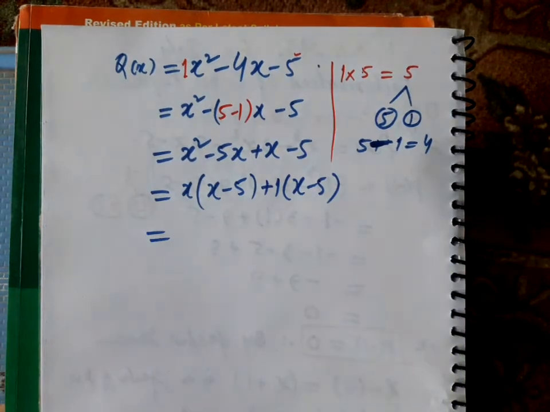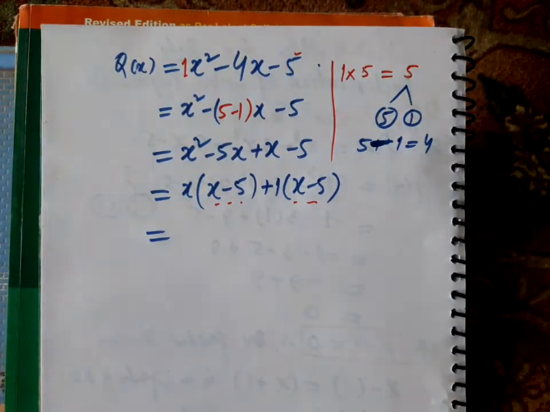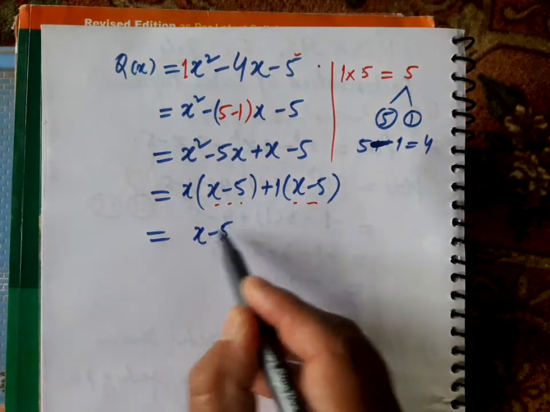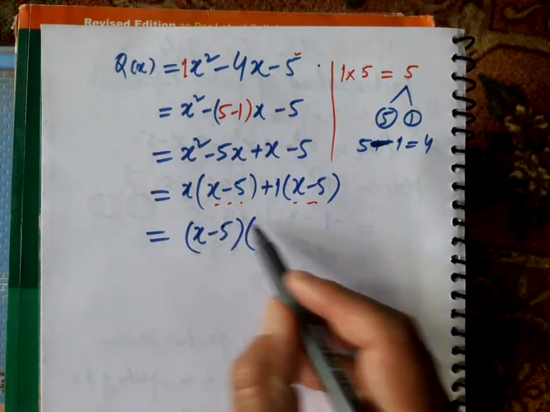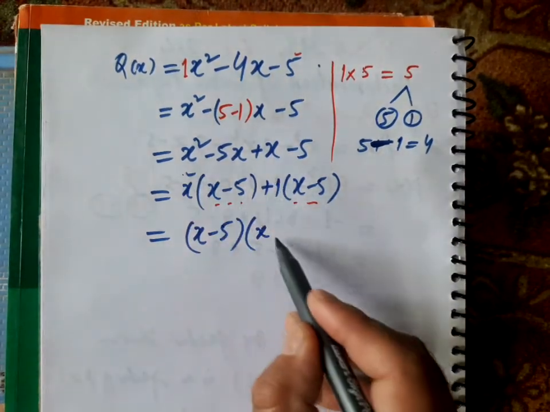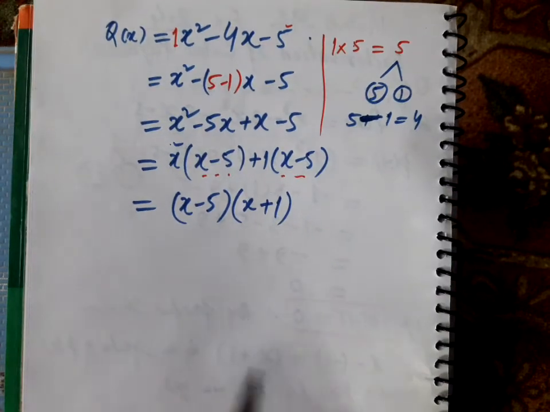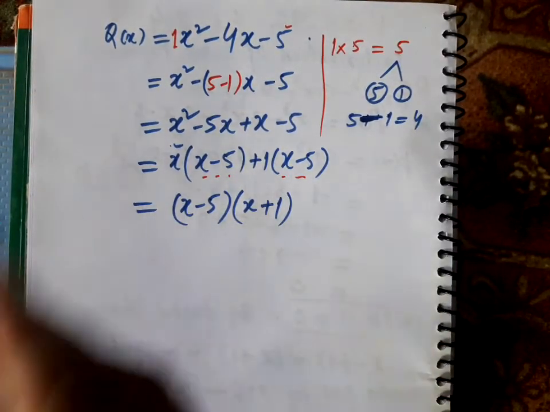अब यहाँ पर दो टर्म्स हैं, एक ये कॉमन टर्म है दोनों में, तो हम इसको बाहर रखें। x minus 5 we will put as common term, then we will be left with x over here and 1 over here, that is now we have resolved it into real linear factors, that is q of x.